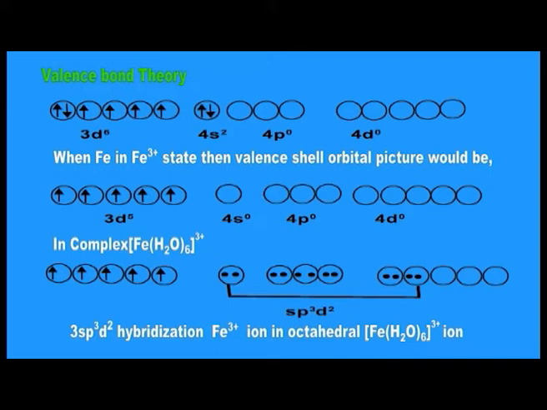The coordination number is 6, which can be achieved in two different ways, that is either by d2sp3 hybridization, where the involved d orbitals are two 3d orbitals, or by sp3d2 hybridization, which results from the involvement of two 4d orbitals, that is 4dx square minus y square and 4dz square orbitals. Now let us start with possibility 1.